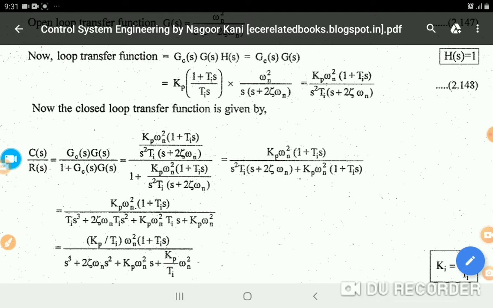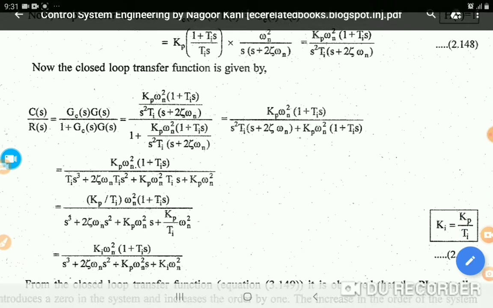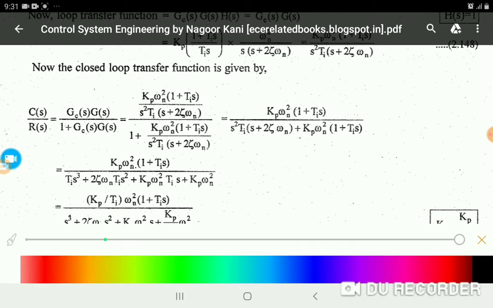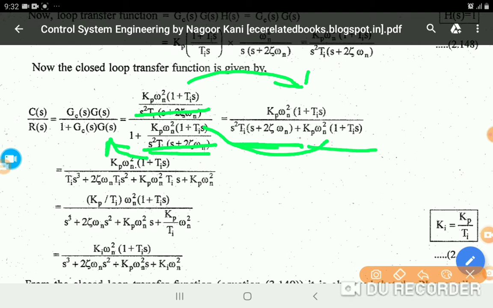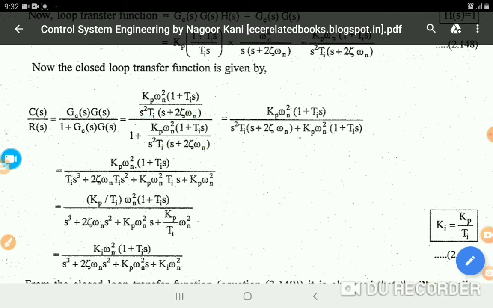How to find? Take simplification. Simply, you just do nothing difficult. Take an LCM here. It becomes s square Ti s into s plus 2 tau omega n plus this term plus this term. If you take an LCM, the denominator's denominator and the numerator's denominator get cancelled. So what can we arrive at? The numerator value as it is. Then here because of the LCM we have this term and this term remains the same. So accordingly we make one simplification.